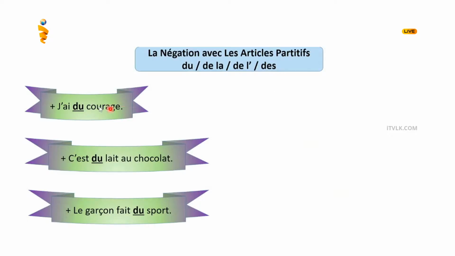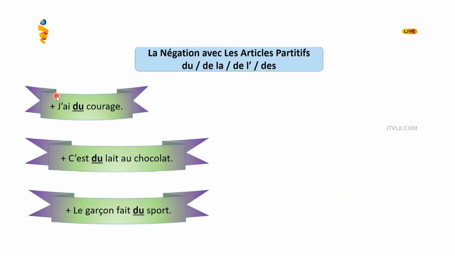J'ai du courage. I have courage. C'est du lait au chocolat. This is some chocolate milk. Yes. Le garçon fait du sport. The boy does sports. So here you can see with the conjugated verb you are having the partitive article.